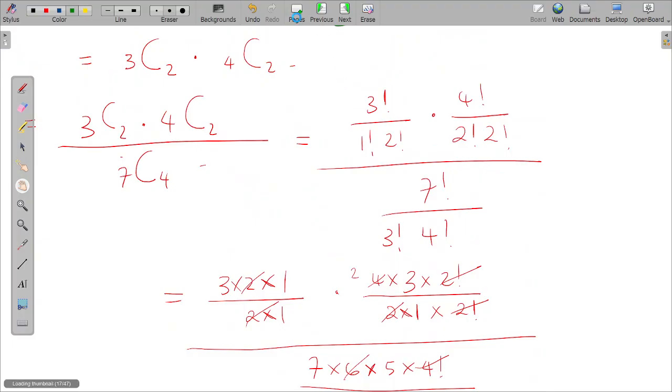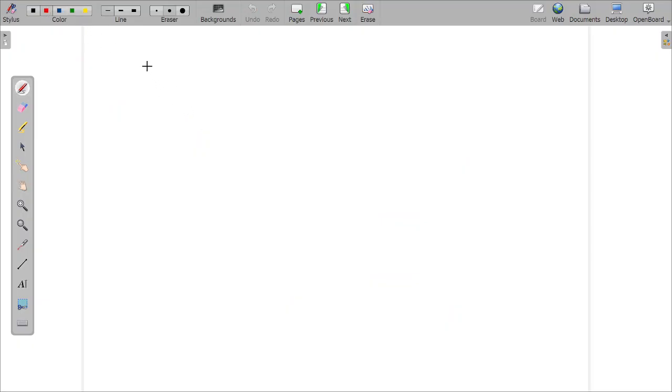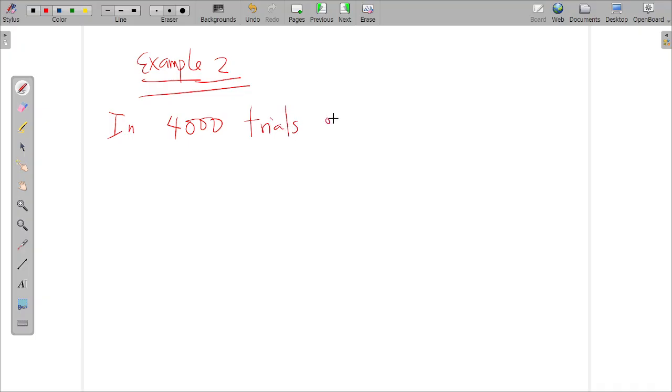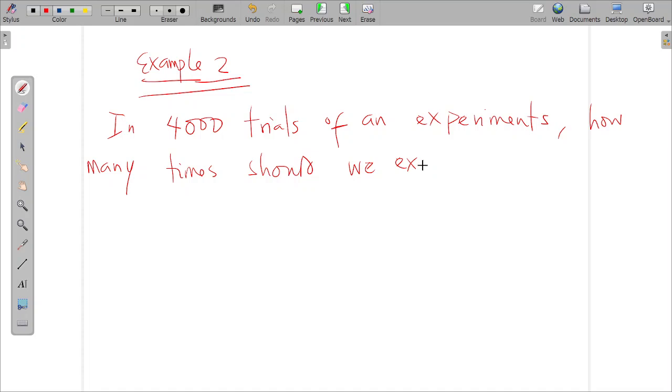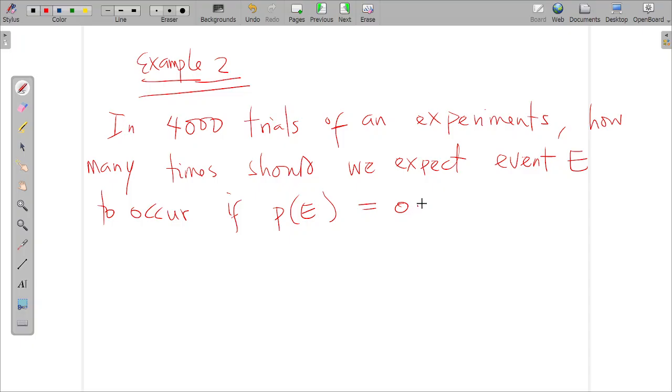Let's go to another example, example 2. Say in 4,000 trials of an experiment, how many times should we expect event E to occur if the probability of E is given as 0.125?